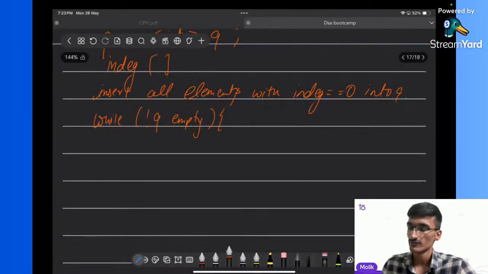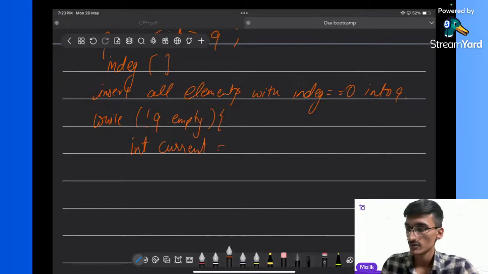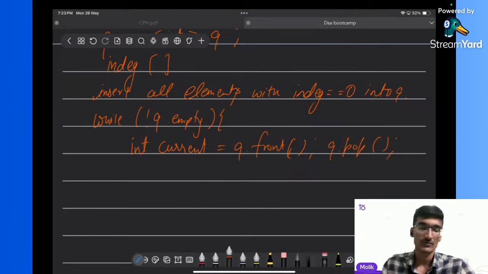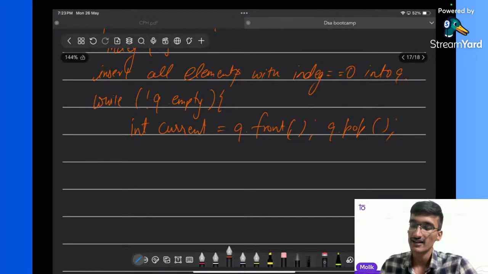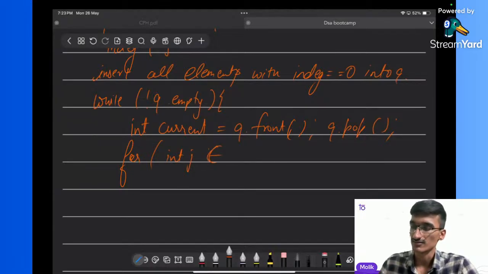So what you do is, for every element, I'm not talking in mathematical terms, int current equal to q dot pop. So you just take one element from q. Now see the adjacency list for this. For int j, for let's just not talk about that.